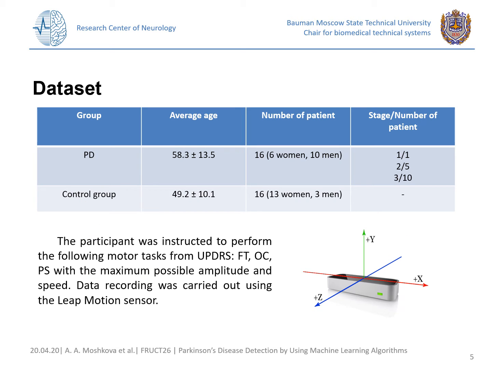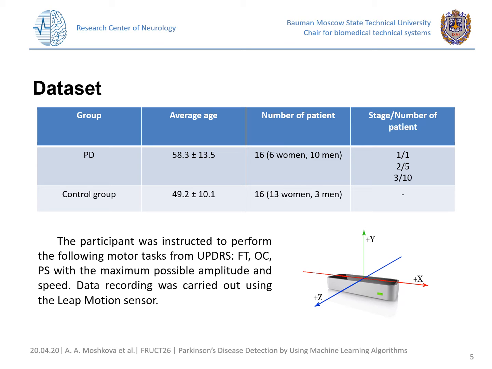The study involved 16 patients with PD and 16 patients in the control group without any neurological disorders. Data recording was carried out using the LeapMotion sensor, which was located at the arm's length from the patient. The patient's hand was located in the sensor working area, at the distance 15–13 cm.